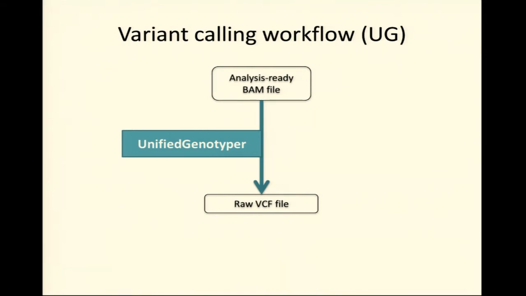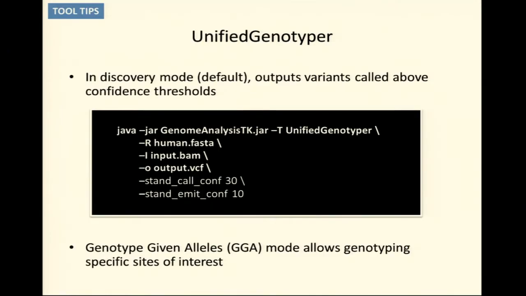You just take a BAM, you run Unified Genotyper, and then get your raw VCF file. It doesn't get simpler than this. Obviously, there are many options that you can put into the Unified Genotyper, but in general, the command is very, very simple. You just specify Unified Genotyper and your reference. You want an input BAM and an output VCF. And then you have all of these parameters and thresholds that you can tune based on your application.